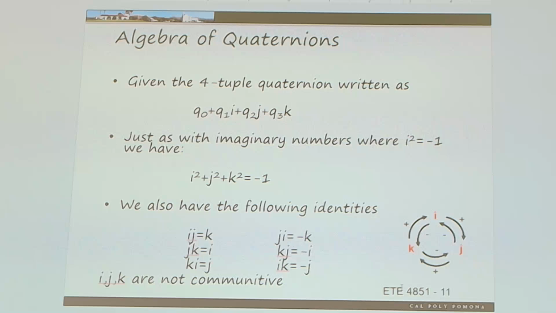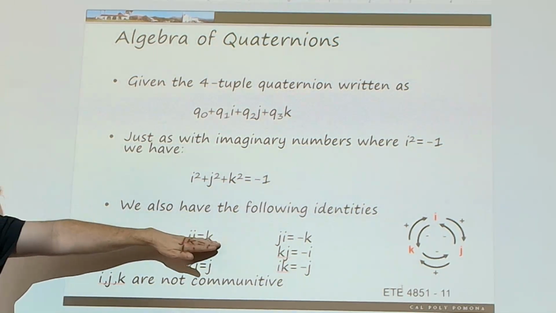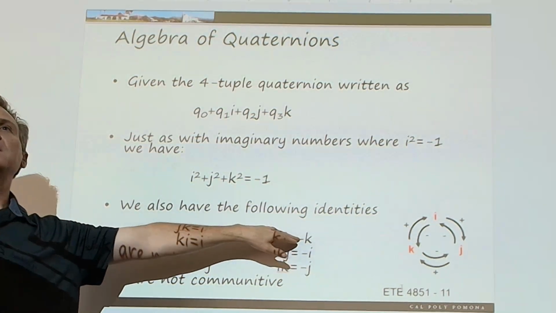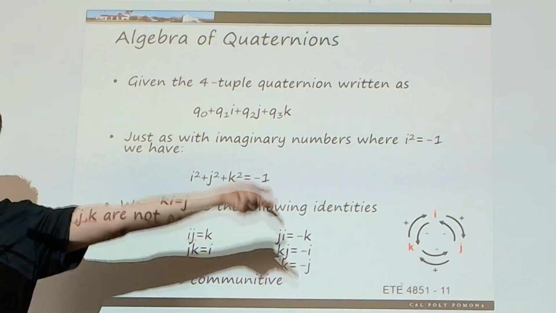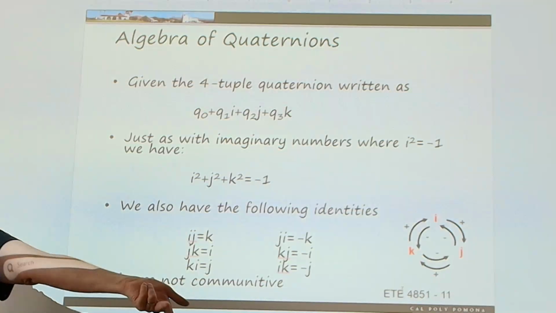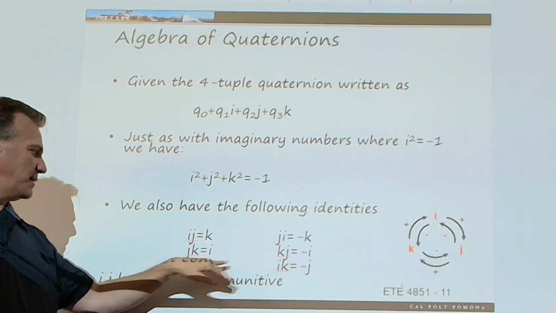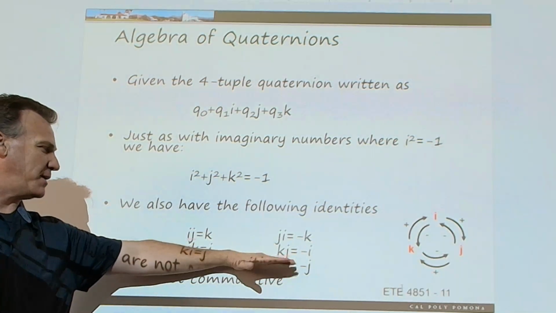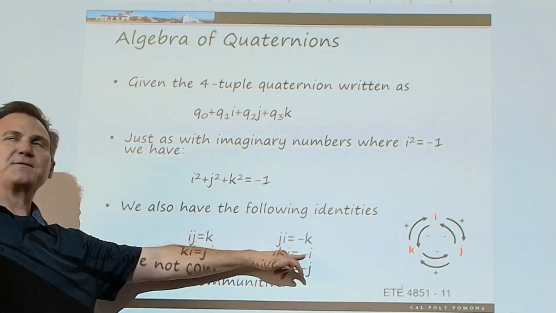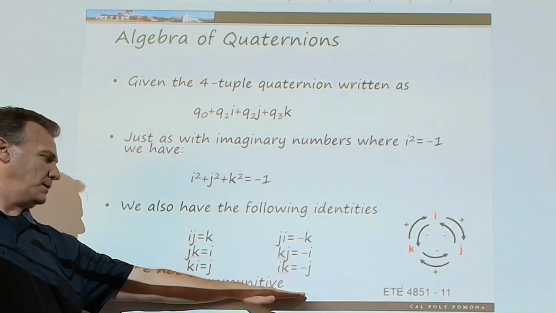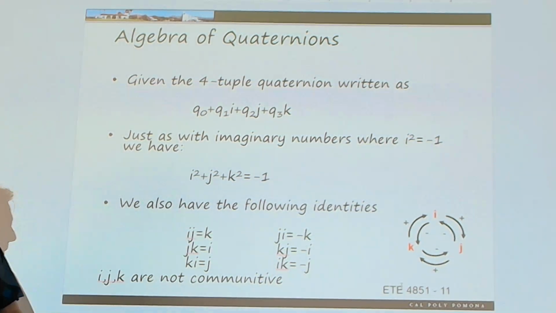Now, notice that i, j, and k are not commutative. I can't flip them around. j times i is not i times j, right? i times j is k. j times i is minus k, because I'm going the other direction. So they're not commutative. But notice the opposite direction: jk and kj, they're the same with that negative sign. Ki and ik.